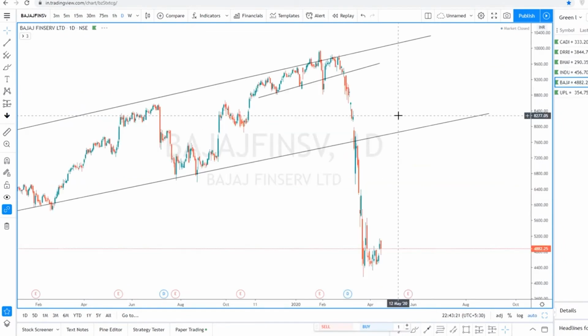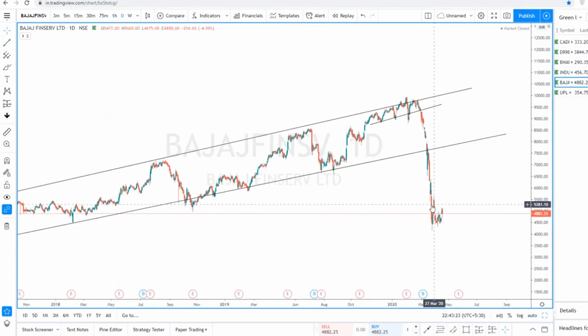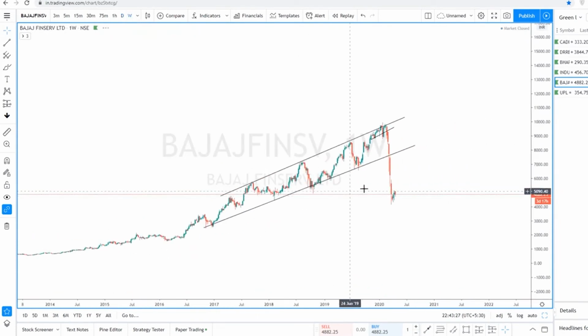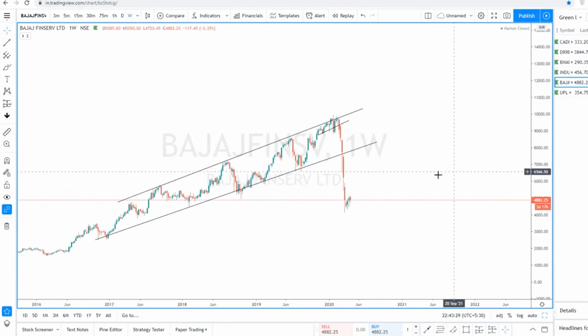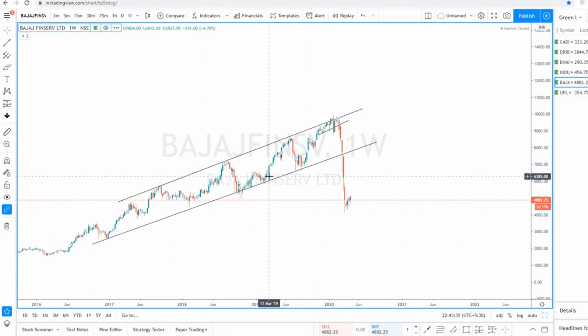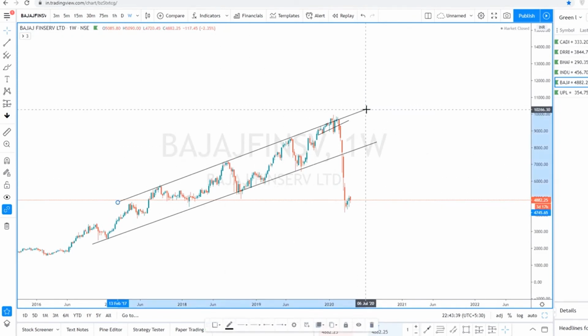Let's go to Bajaj Auto. Look at this. I'll just quickly switch to the weekly time frame so that it is easier for you guys to see. And look at this fellow. 1, 2, 3, 4. 1, 2, 3, yeah, 3 or maybe 4 times.